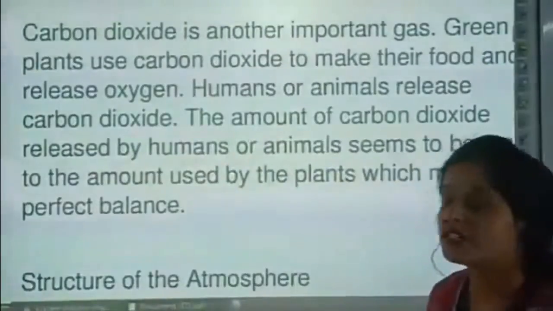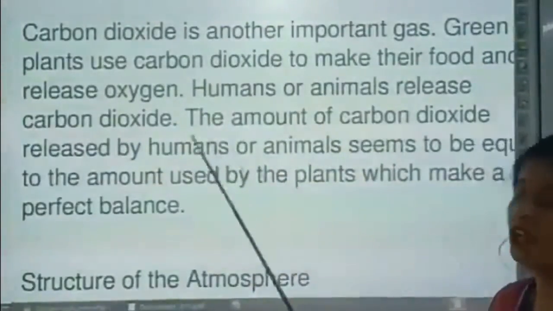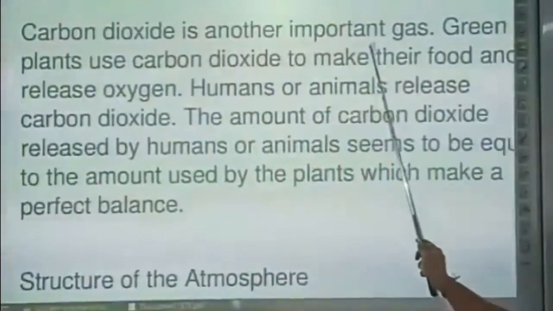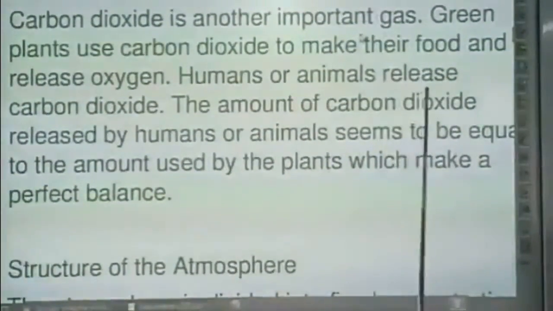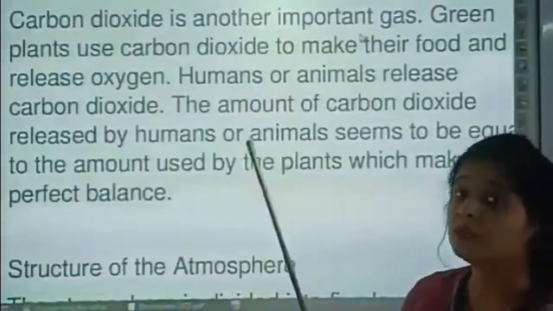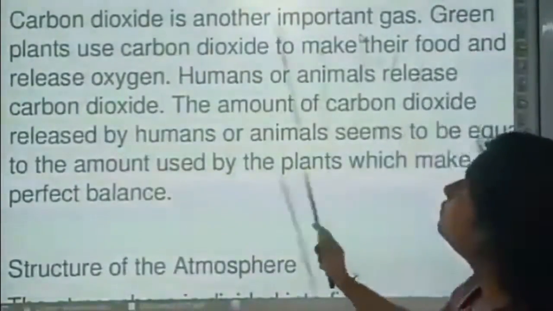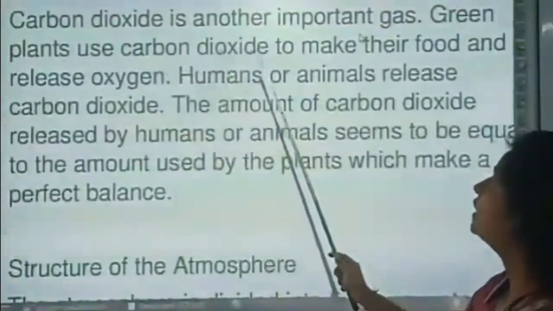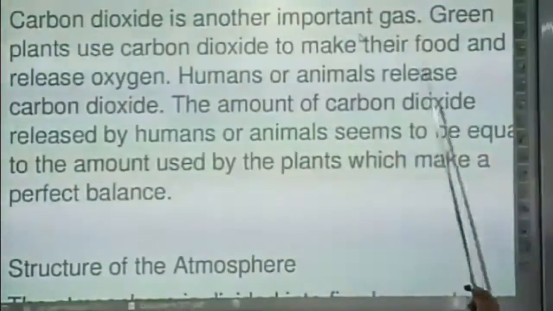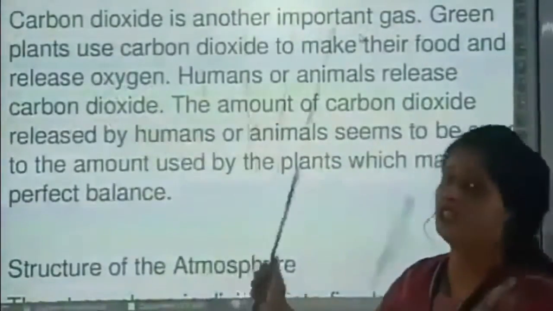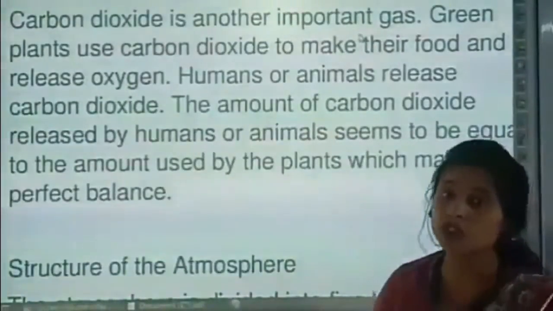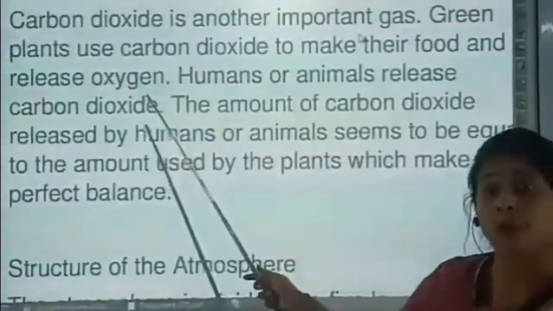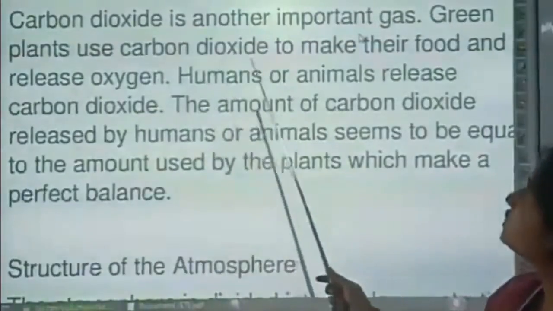next gas, that is carbon dioxide. Carbon dioxide is another important gas. It is very important because plants use carbon dioxide for making their food. Green plants use carbon dioxide to make their food and release oxygen. We want oxygen, so how do we get the oxygen? We get the oxygen by the photosynthesis process.